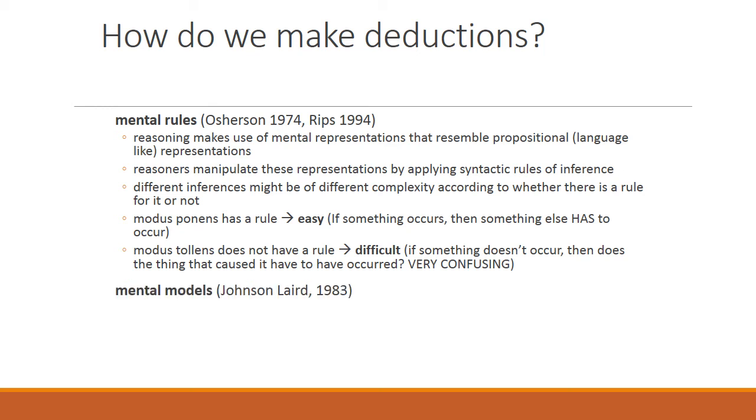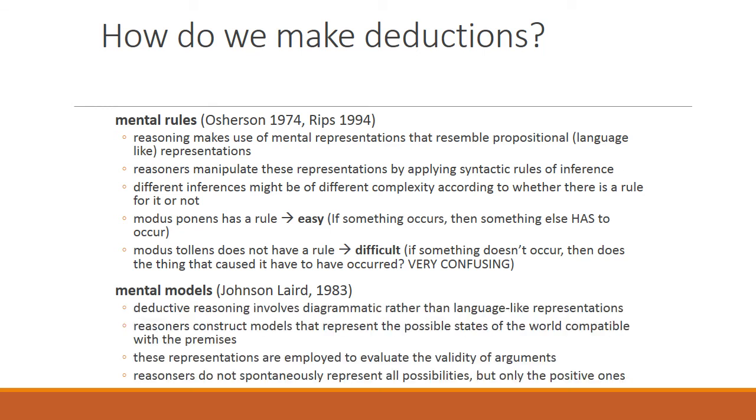And then we have this idea of mental models. Mental models say we have something more pictorial. We have some model of what the world would be and see if it makes sense given what's going on. So deductive reasoning involves these diagrammatic rather than language-like representations. These representations are employed to evaluate the validity of arguments. We can see how this plays out in an empirical task.